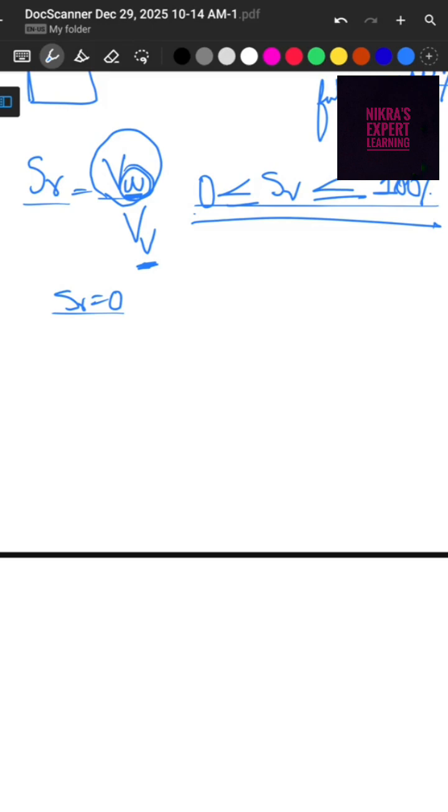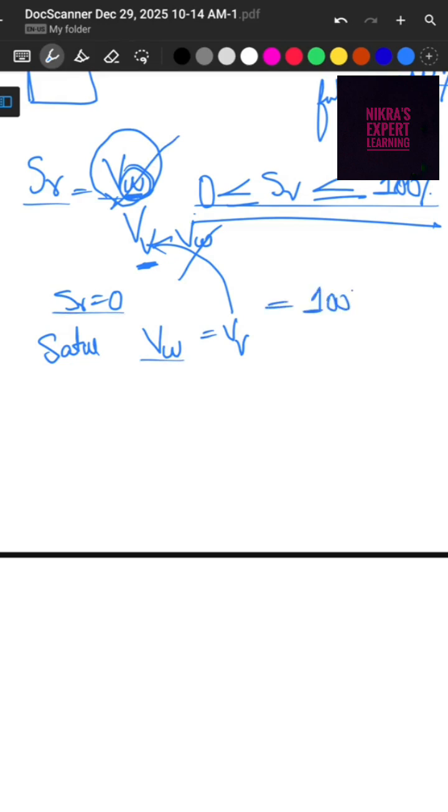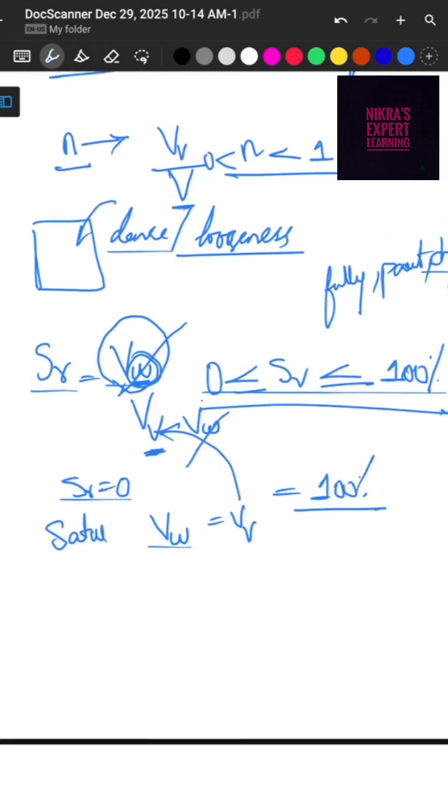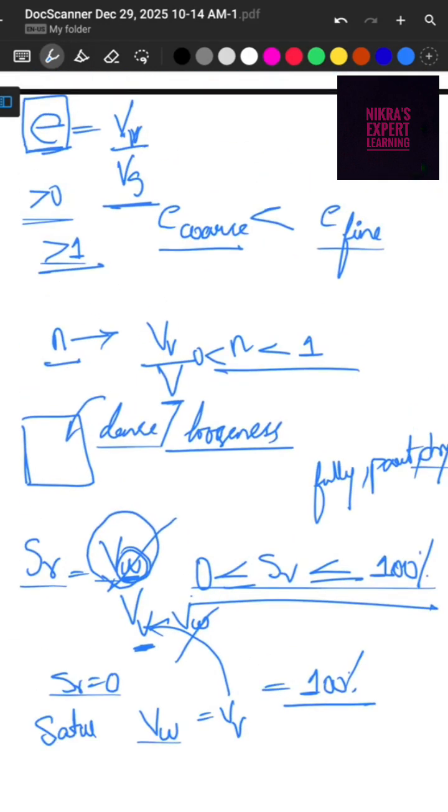But when I am telling about the fully saturated soil, in that case, the volume of voids is equal to volume of water. That is, it is completely filled with water, right? So I can just replace the volume of voids by volume of water. So all of this would be cancelled. The value would be 100%. In this case, the degree of saturation would be 100%. So here we have learned three terms: first, the void ratio, porosity, and degree of saturation.